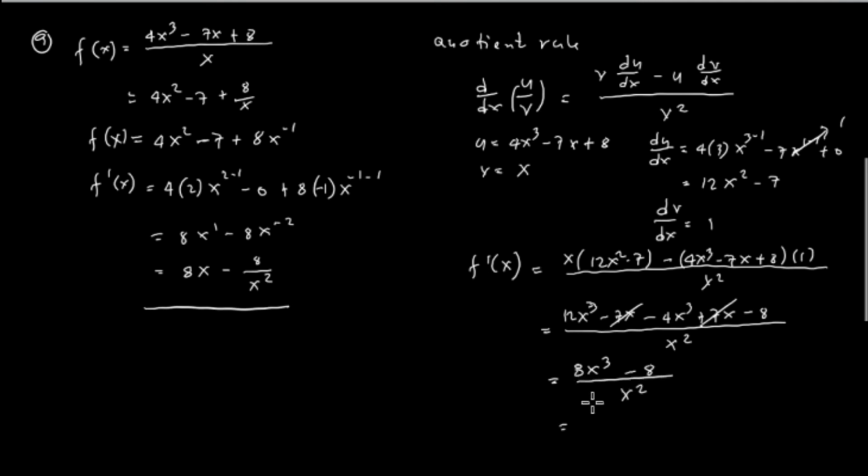And we simplify each term. 8x cubed over x squared is 8x, and negative 8 over x squared. And this is the derivative using the quotient rule. They have the same value, 8x minus 8 over x squared, while in the quotient rule it is also 8x minus 8 over x squared. Example number 10.